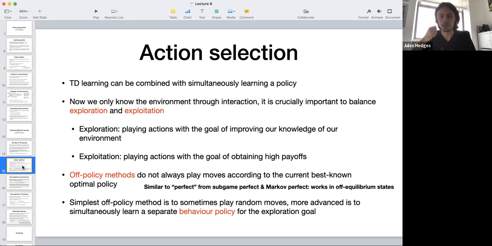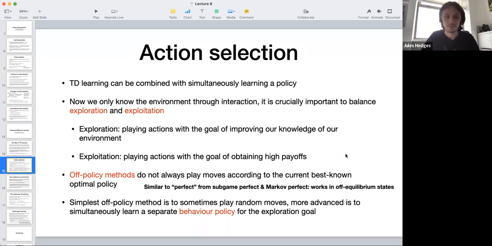Now, at this point, if we're learning about the environment through interacting with it, we have the usual thing with Monte Carlo and reinforcement learning methods, which is that we have to balance exploration and exploitation. These are two different goals which are potentially in conflict with each other. So exploration means playing actions with the specific goal of improving our knowledge of our environment, whereas exploitation means playing actions with the goal of obtaining high payoffs. And these two things are different goals, and we have to balance these. So this is, again, part of the art of reinforcement learning: how do you balance these two goals.